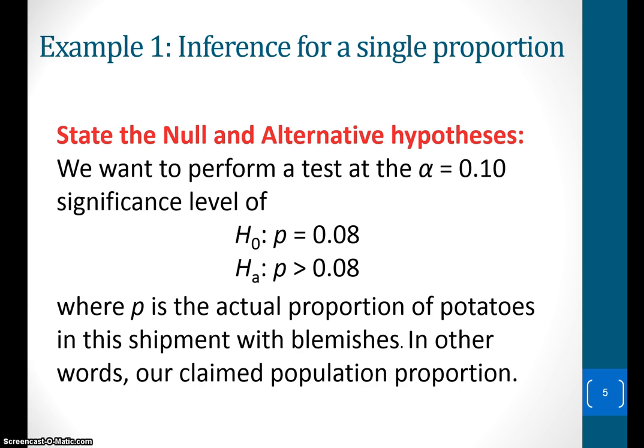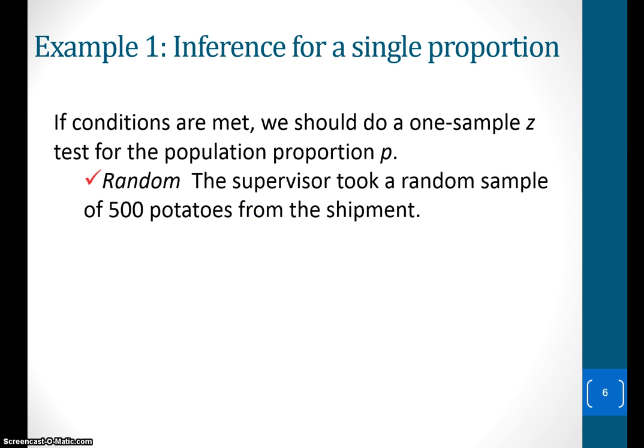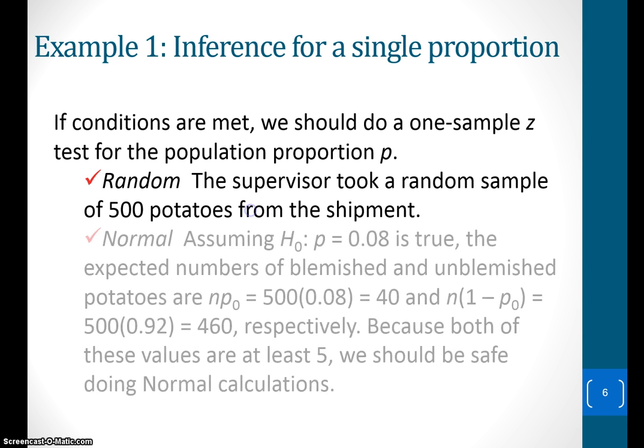Okay, so P is the actual proportion of potatoes in this shipment with blemishes. In other words, this is our claimed population proportion, 0.08. Okay, so remember, we have to check these conditions. If the conditions are met, we should do a one sample z-test for the population proportion P. First we need to know if this is a random sample. The supervisor took a random sample of 500 potatoes from the shipment, so we're good.